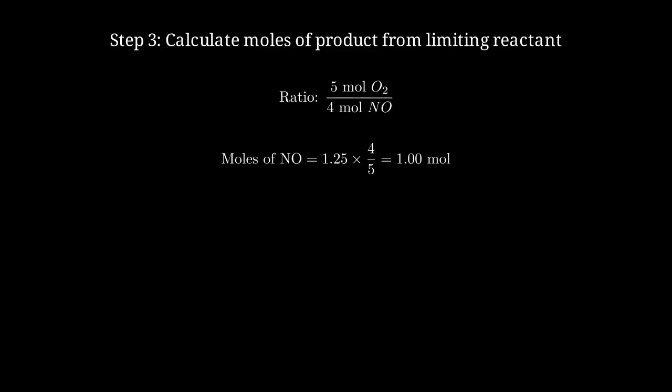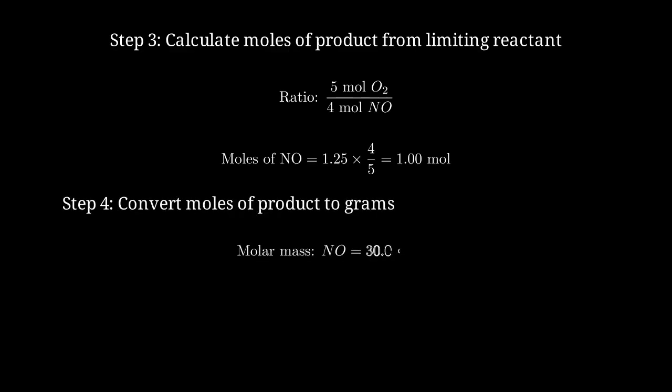Now we calculate how many moles of product form from the limiting reactant. From the equation, 5 moles of oxygen produces 4 moles of nitrogen monoxide. So 1.25 moles of oxygen produces 1.25 times 4 over 5, which equals 1.00 mole of NO. Finally, we convert moles of product back to grams. The molar mass of nitrogen monoxide is 30 grams per mole. Therefore, the mass of NO produced is 1.00 times 30, which equals 30.0 grams.